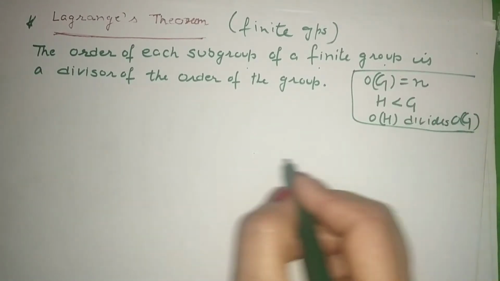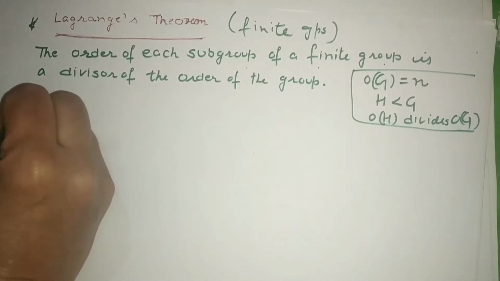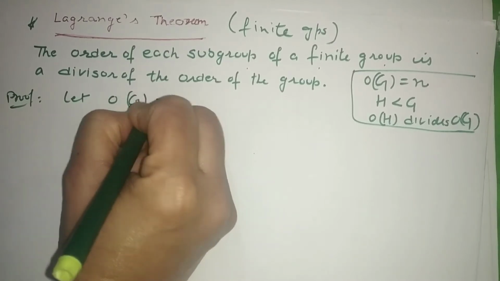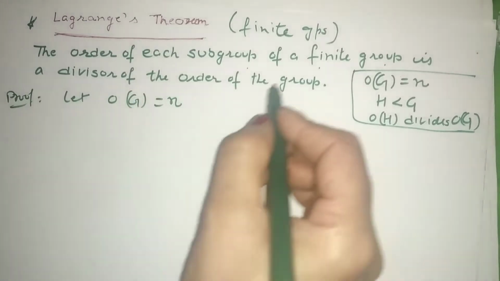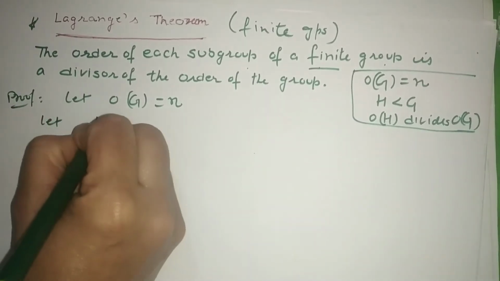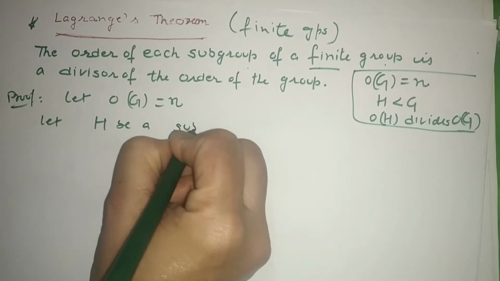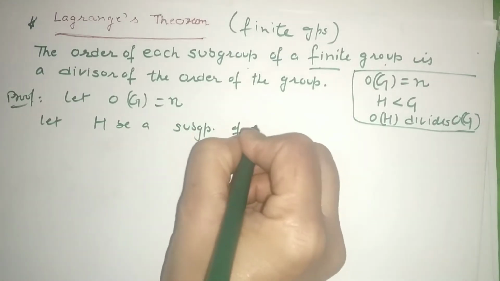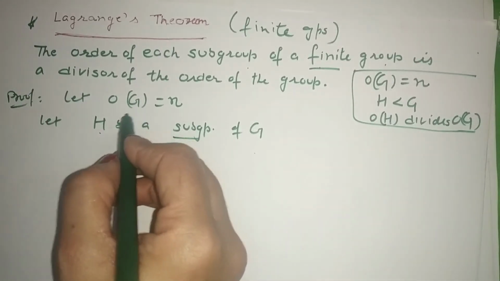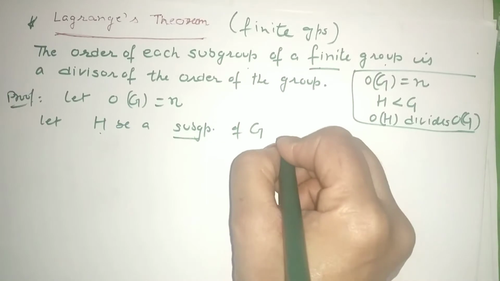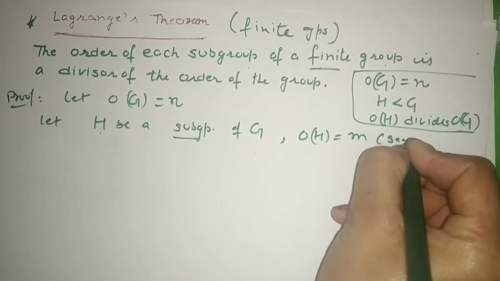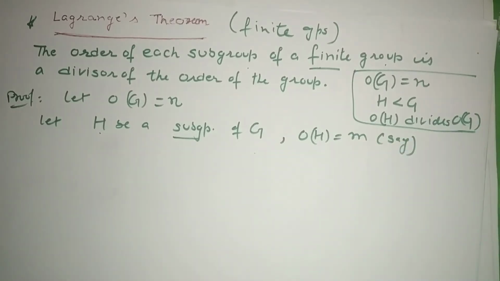Now we have to prove this result. For the proof, let the order of G be n; because it is a finite group, its order will be finite. Let H be a subgroup of G. As H is a subgroup of G, if the order of G is finite, the order of H is also finite. So let the order of H be m.